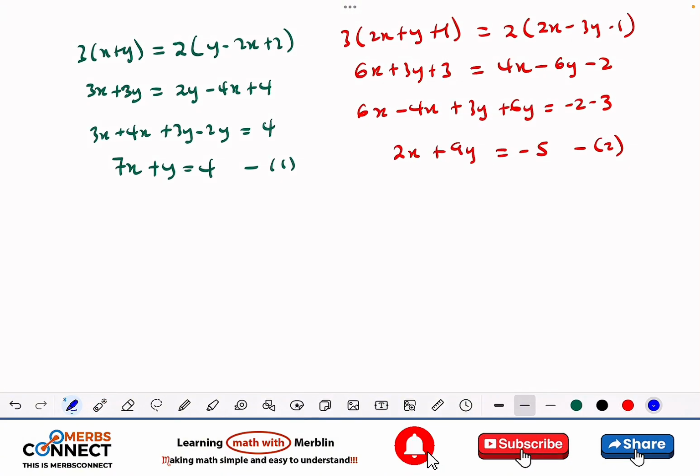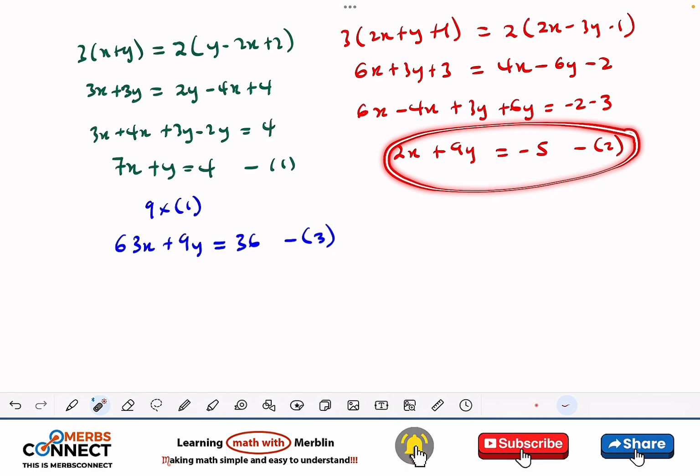So I'm doing 9 times equation 1. So 9 times 7 should be, I think, 63. Yes, because 7 times 10 is 70. 63x plus 9y is equal to 4 times 9, which should be 36. Yeah. So this is our new equation, let's say equation 3. So I want to combine these two equations, right?